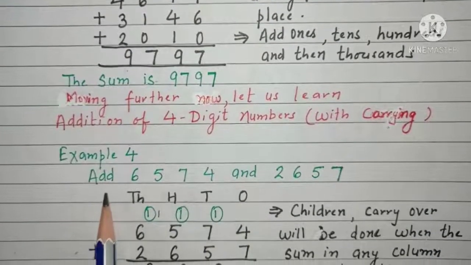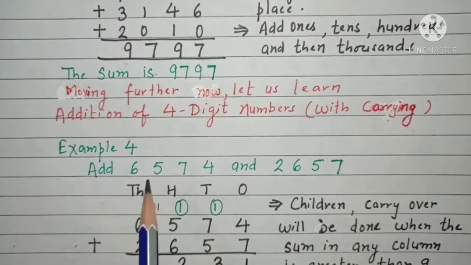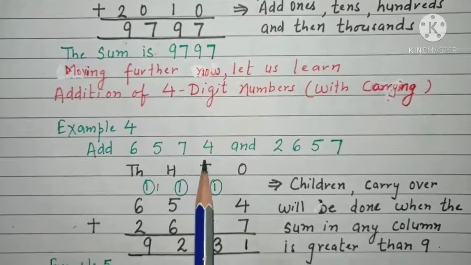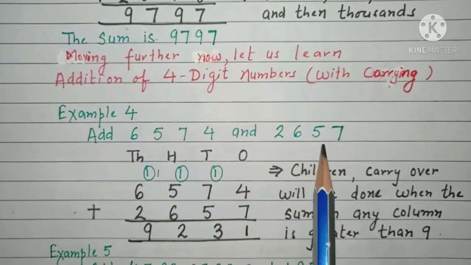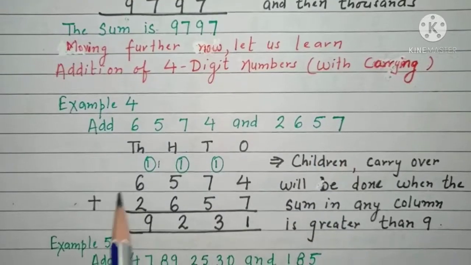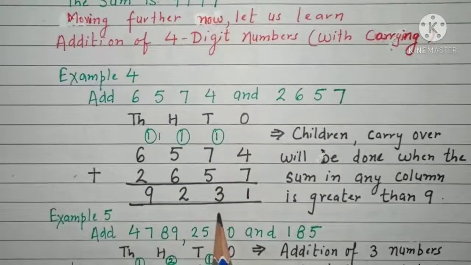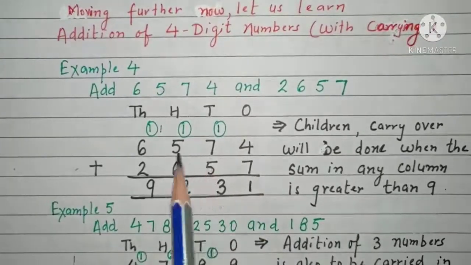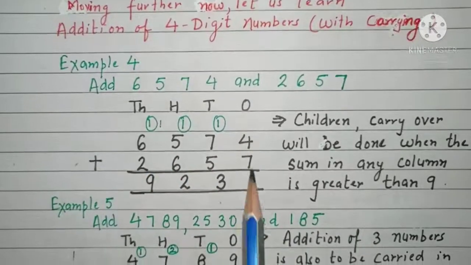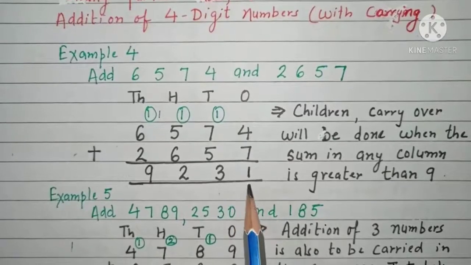Now children, let's move further and learn the addition of 4-digit number where we are having the carryover. Example 4 is we have to add the two numbers which are 6574 and 2657. Now arrange these numbers as per their place value in the proper columns of ones, tens, hundreds and thousands. Then stepwise do the addition as per the columns.